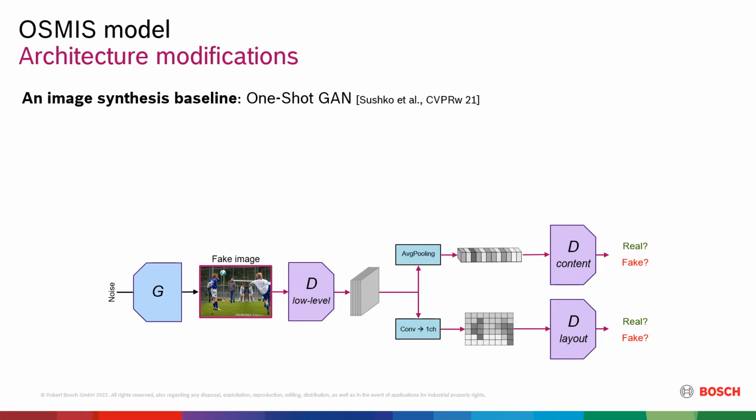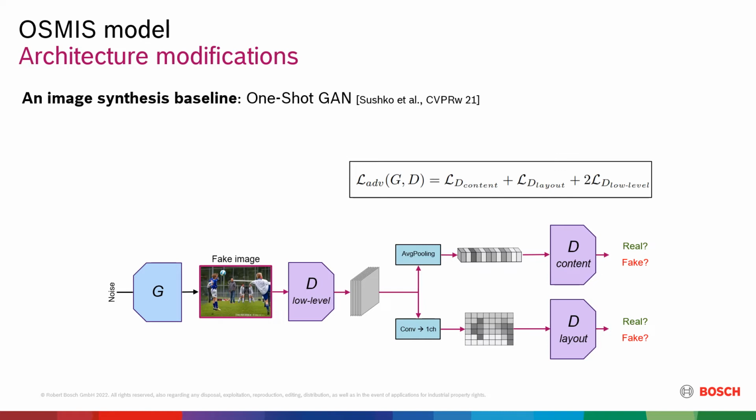The content discriminator receives the feature representation squeezed along spatial dimensions, which makes it insensitive to the changes in locations of objects. The layout discriminator, on the other hand, receives the representation squeezed along the channel dimensions, and thus evaluates the given image according to its high-level spatial layout. The final loss of one-shot GAN discriminator is the sum of losses for the low-level, content, and layout discriminators.